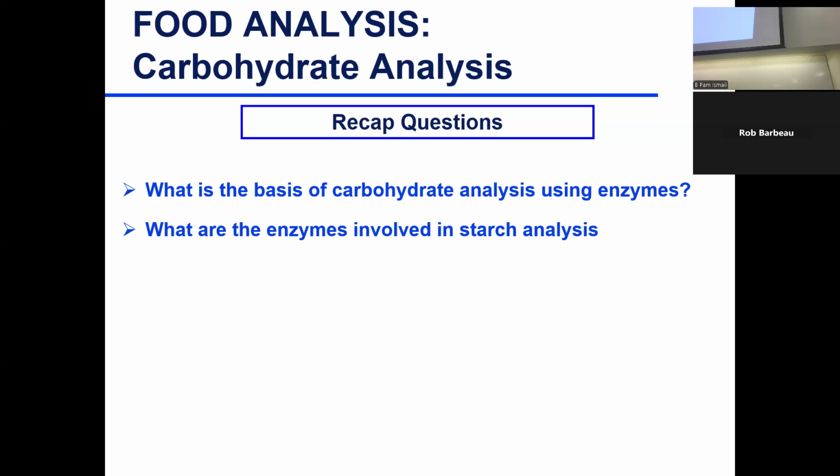So one other enzyme that is important is glucoamylase. That breaks one glucose unit at a time. Then we have that glucose. Then we can use glucose oxidase coupled with peroxidase to determine glucose in a coupled reaction. First, we break all the starch into glucose, and then that glucose, we do a coupled reaction for detection.